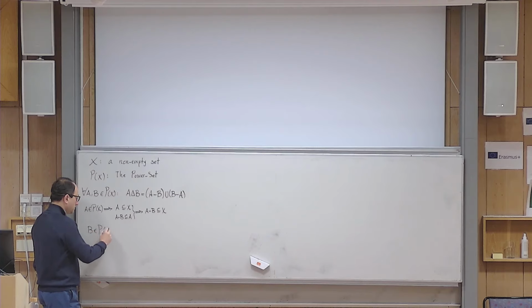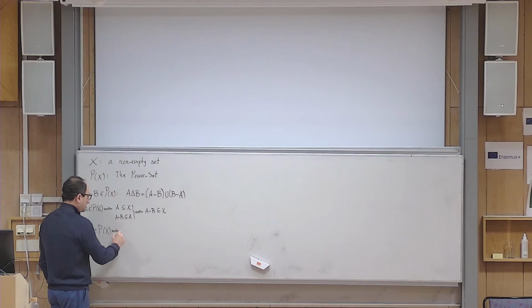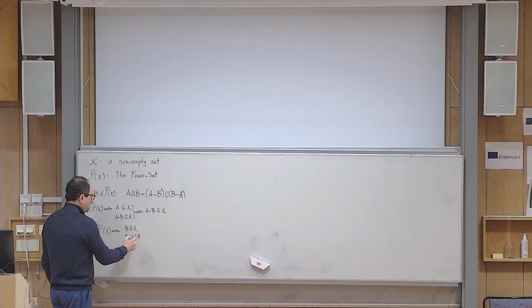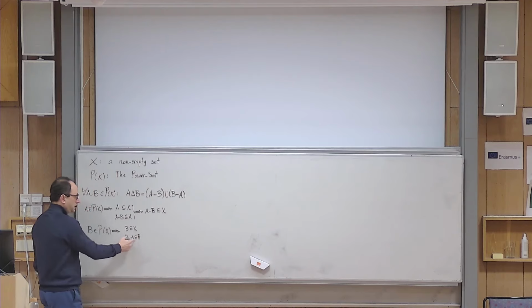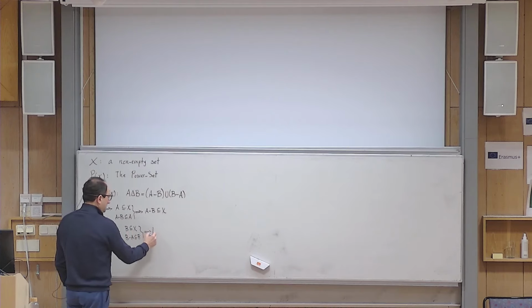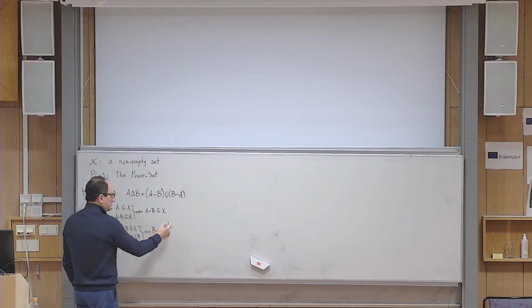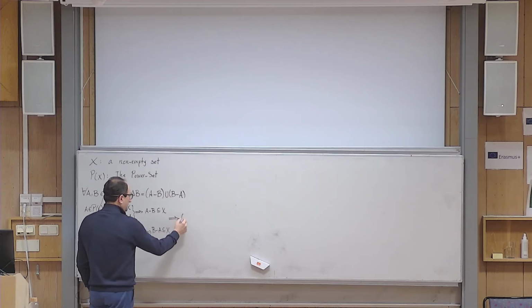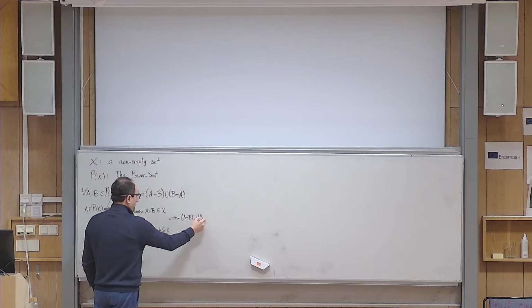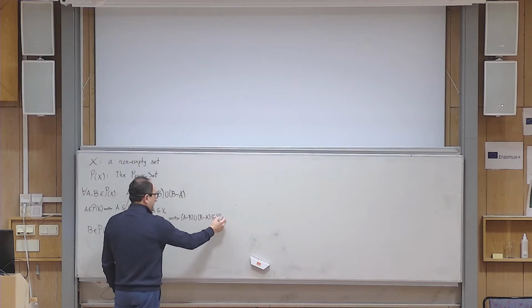So B belongs to P of X, the same story. B is a subset of X, then B minus A is a subset of B. Comparing these two, B minus A is a subset of B, B is a subset of X. So this means that B minus A is a subset of X. Then I can union these relations side by side. So it becomes A minus B union B minus A is a subset of X union X.